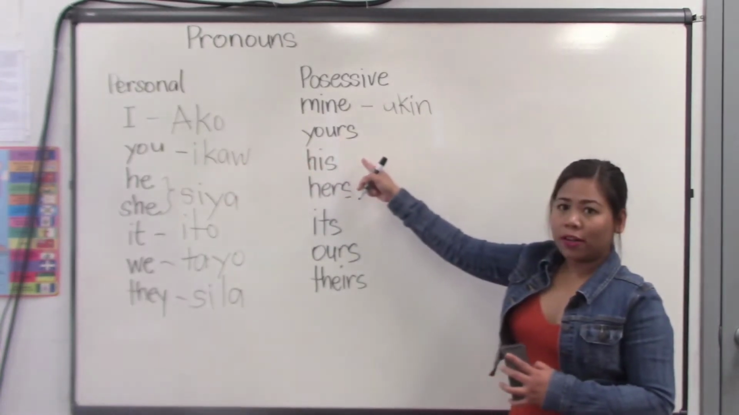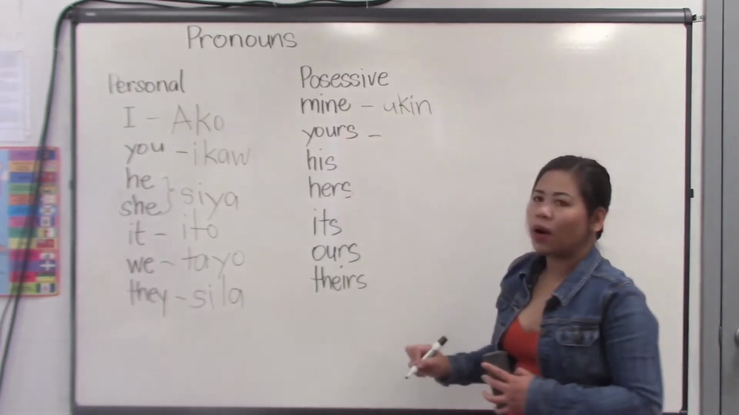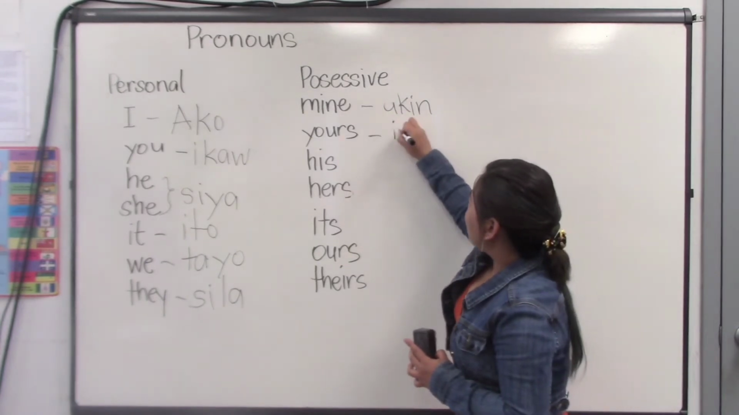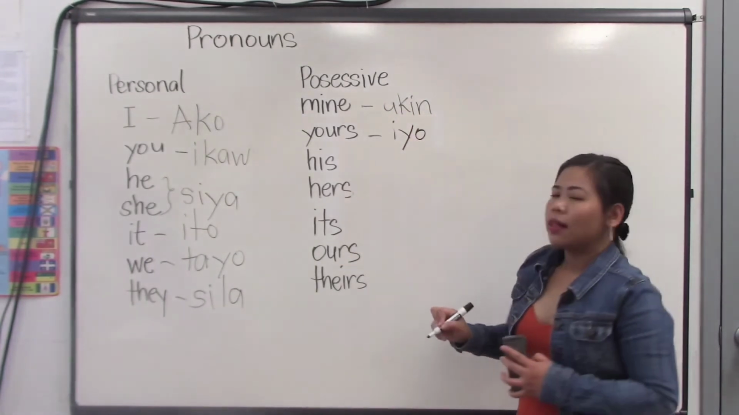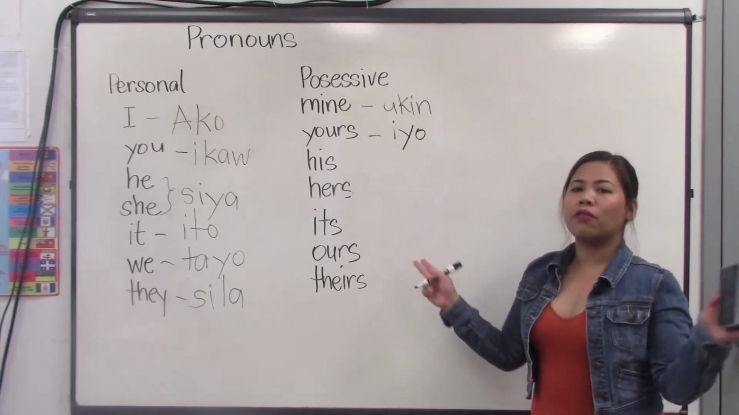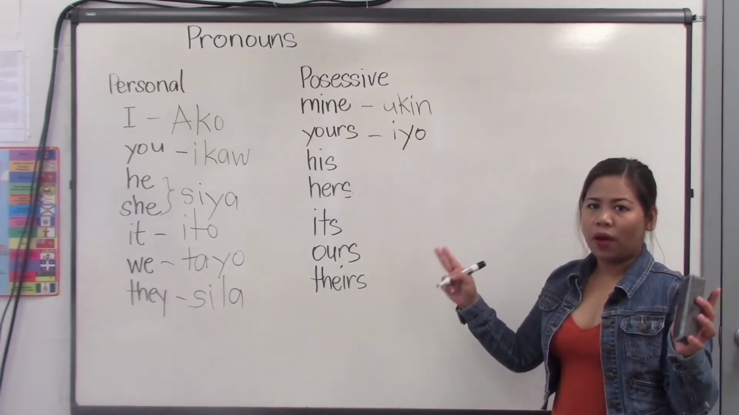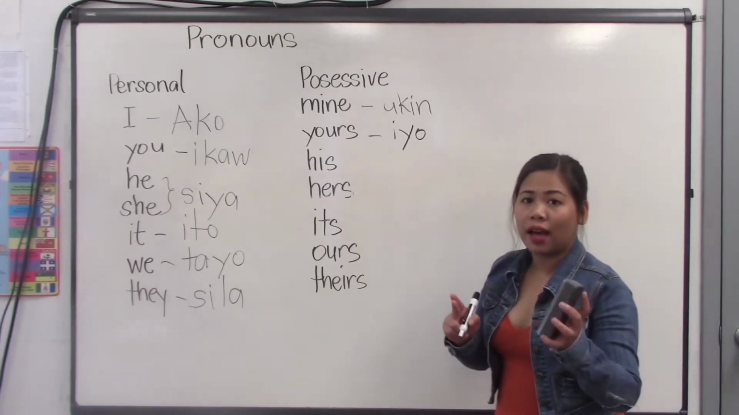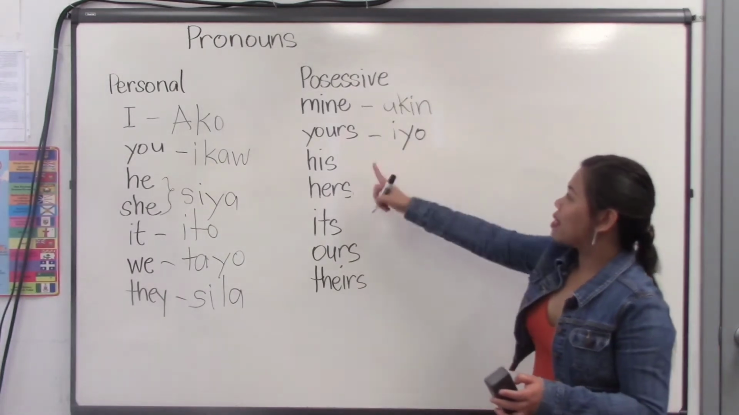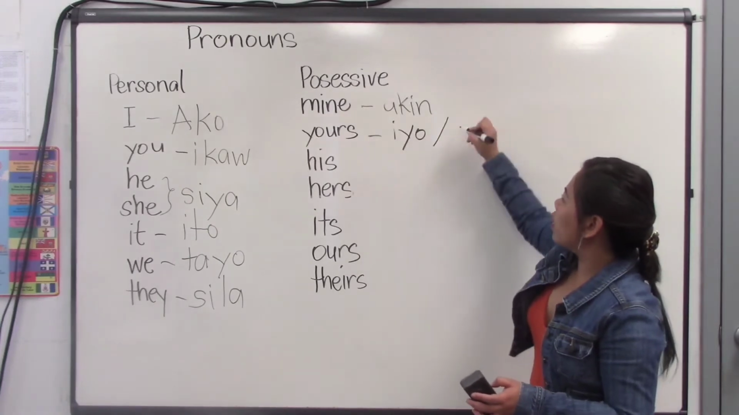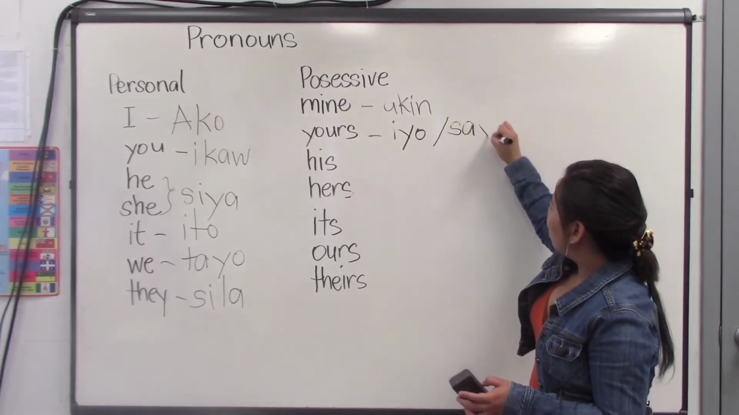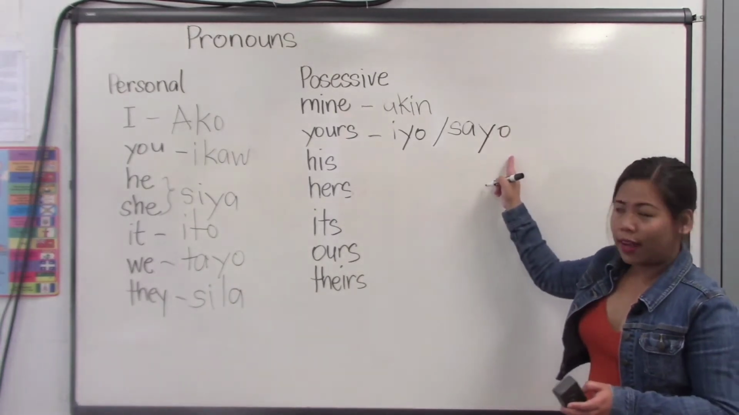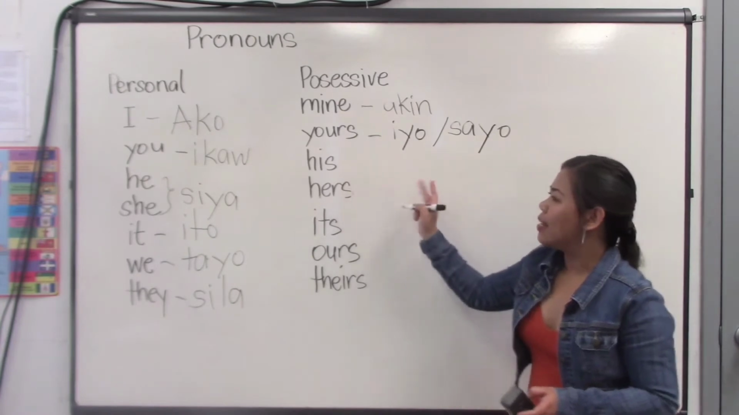How about you? It will become yours. So yours in Filipino is iyo. I and then yo. Actually, the complete pronoun for that is sa iyo. We put this, what do you call this, preposition sa, so it will become sa iyo, or we cut it short, we say sayo. So you can say iyo, sa iyo, or sayo in Filipino, okay?